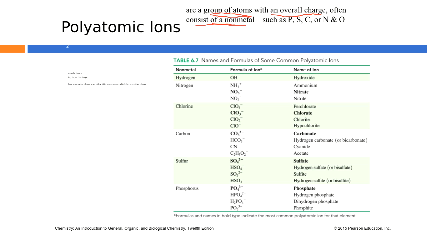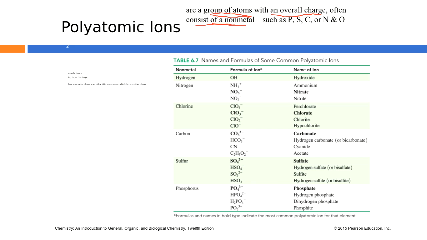This table includes the names and formulas of some common polyatomic ions. And the question which will come to your mind at once: do I have to know and memorize the names and the formulas of this table? And the answer is no. During the test, we are going to provide you with a table of the polyatomic ions. But let's learn about it.